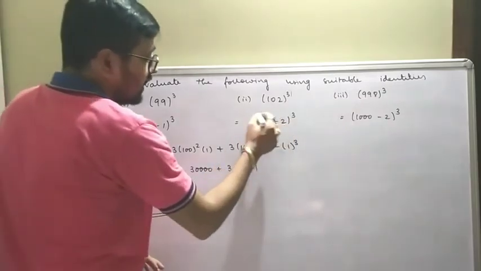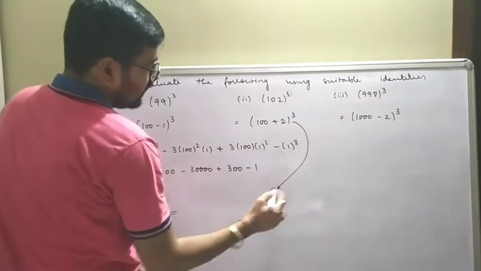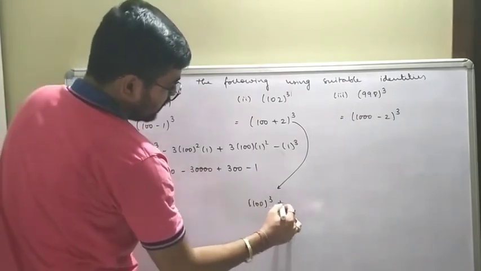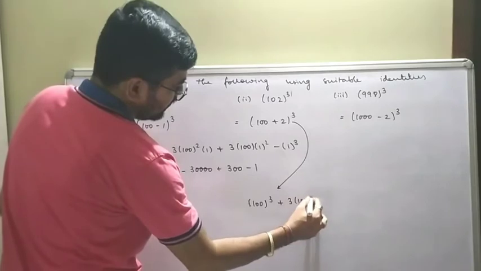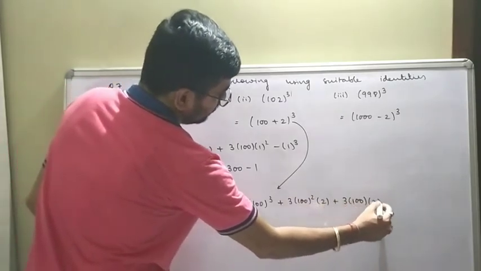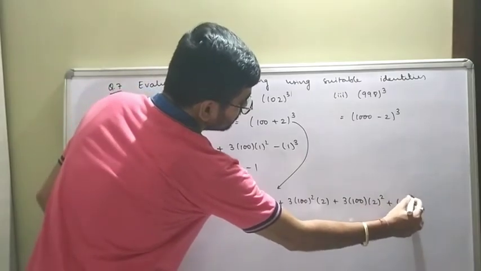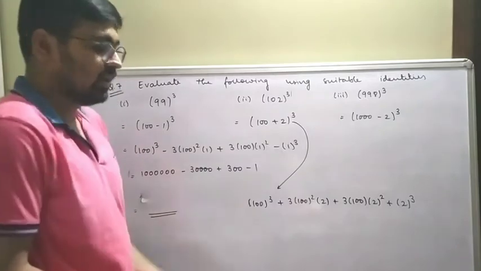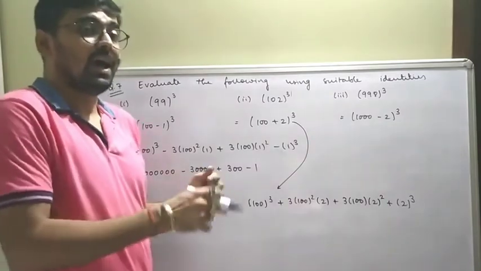Now if it is 100 plus 2, then your formula will be 100 cube plus 3 times 100 square into 2 plus 3 times 100 into 2 square plus 2 cube. This is how you are supposed to write. And here also same thing. Instead of 100 it will be 1000 cube.